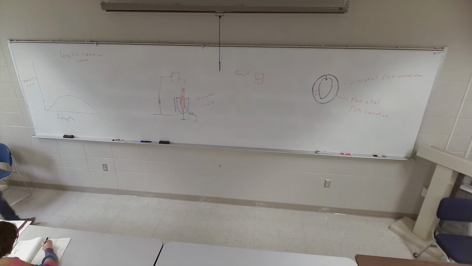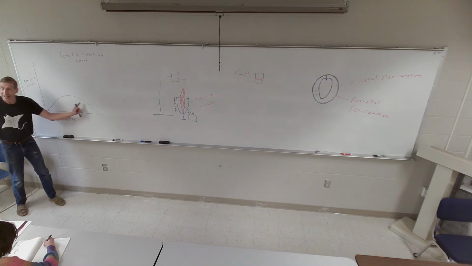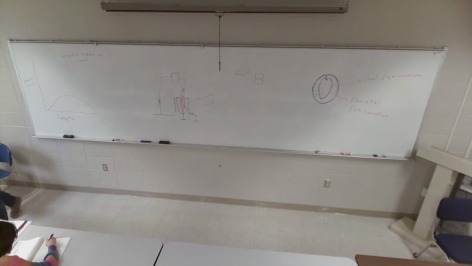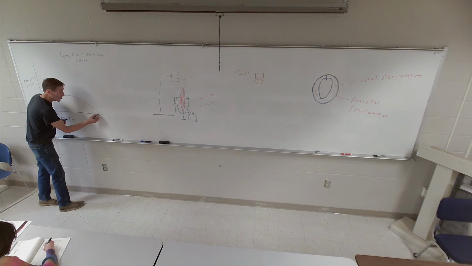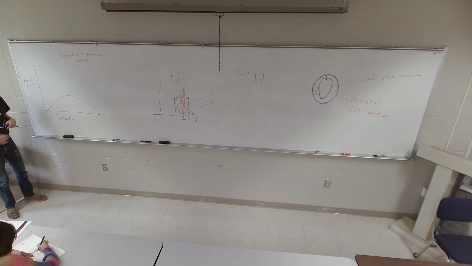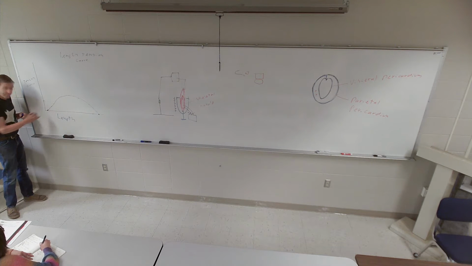Now what you'll notice is that the length of the muscle is going to affect the amount of tension it develops. Now, why does this happen? All right, let me look at the extremes. Over here, what this means is there's basically no tension. Over here, basically no tension.